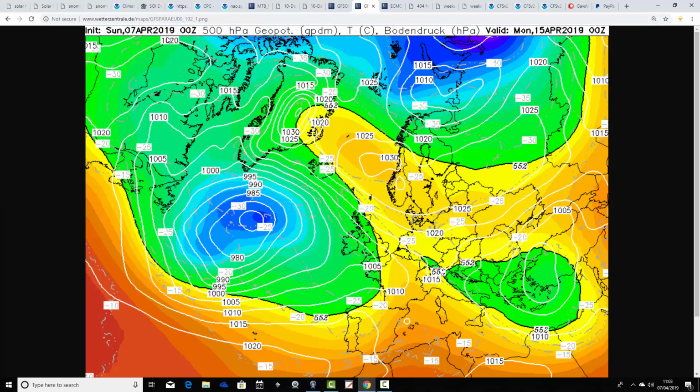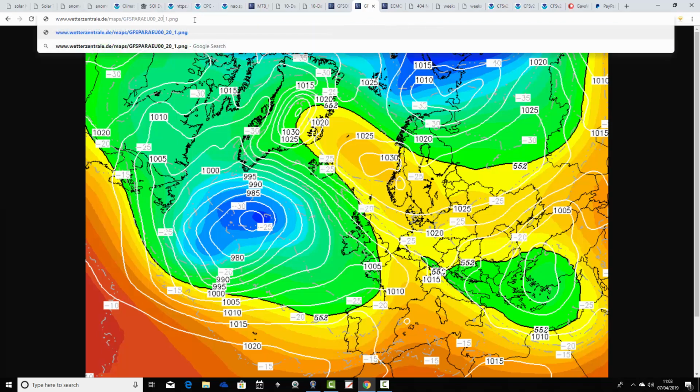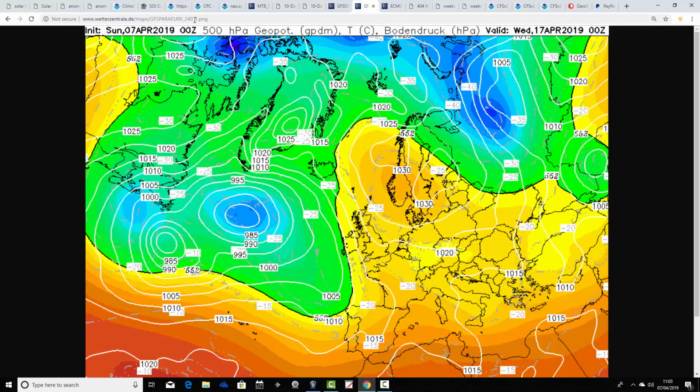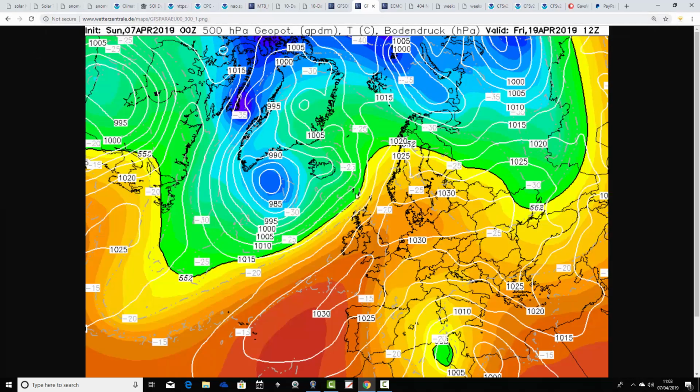Let's get through to day 10 with the GFS parallel run. So we want to go to there. And actually, we see that low pressure weakening as the high pressure is still sticking there over Scandinavia. It's still holding in there. Let's move out into extended range. And high pressure just continues to dominate as we move up towards east.